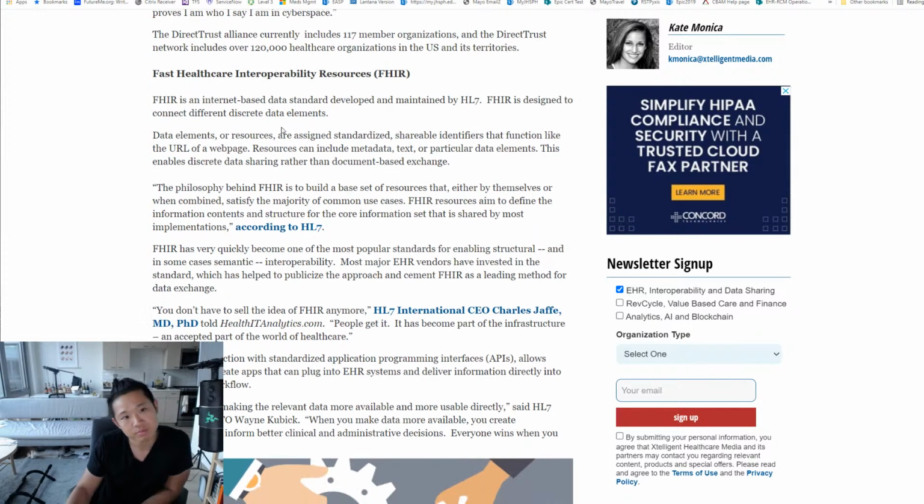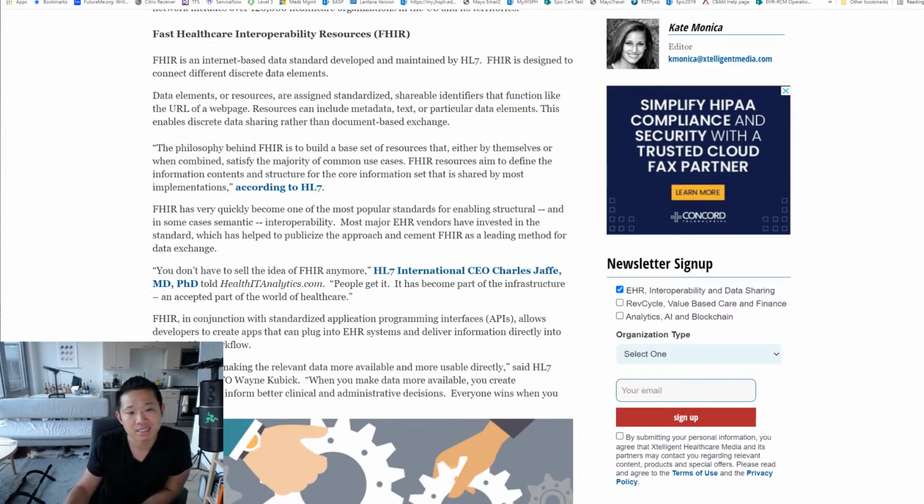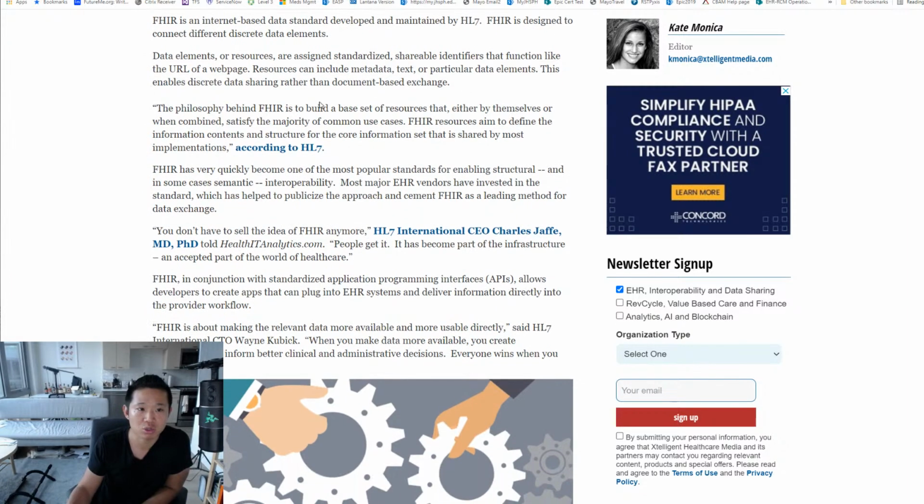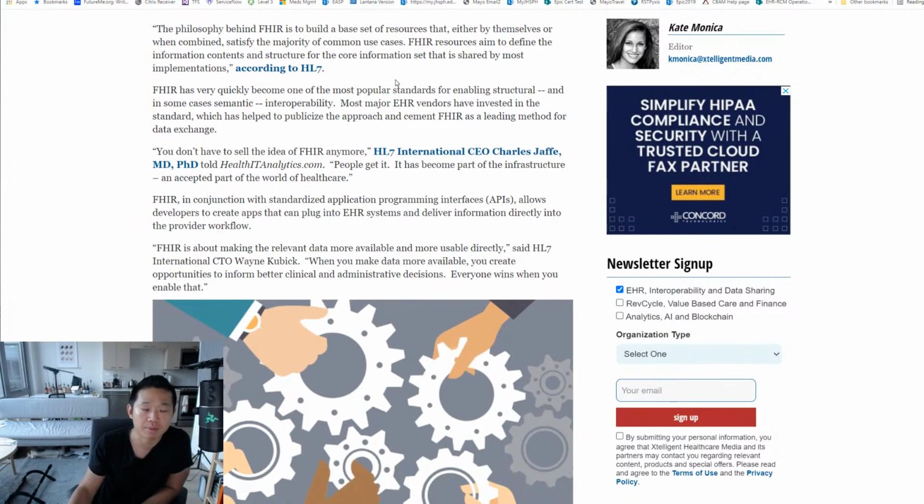and its territories. Fast Healthcare Interoperability Resource, FHIR, is an internet-based data standard developed and maintained by HL7. FHIR is designed to connect different discrete data elements. Data elements, or resources, are assigned standardized, shareable identifiers that function like the URL of a web page. Resources can include metadata, text, or particular data elements. This enables discrete data sharing rather than document-based exchange. The philosophy behind FHIR is to build a base set of resources that either by themselves or when combined satisfy the majority of common use cases.